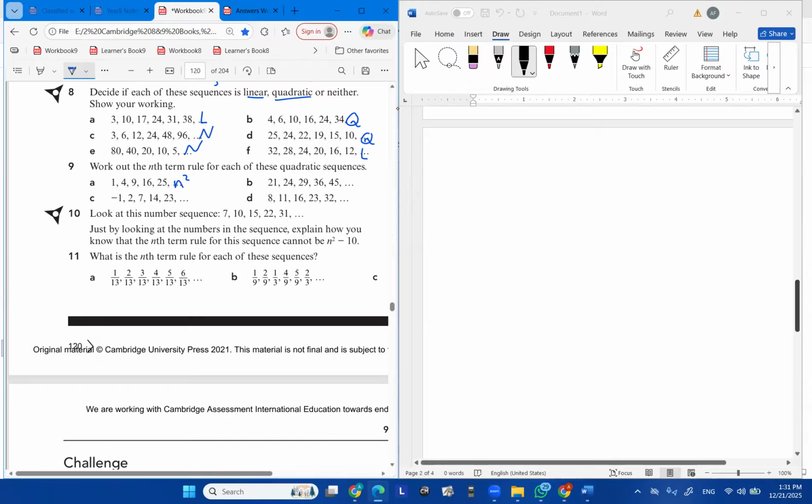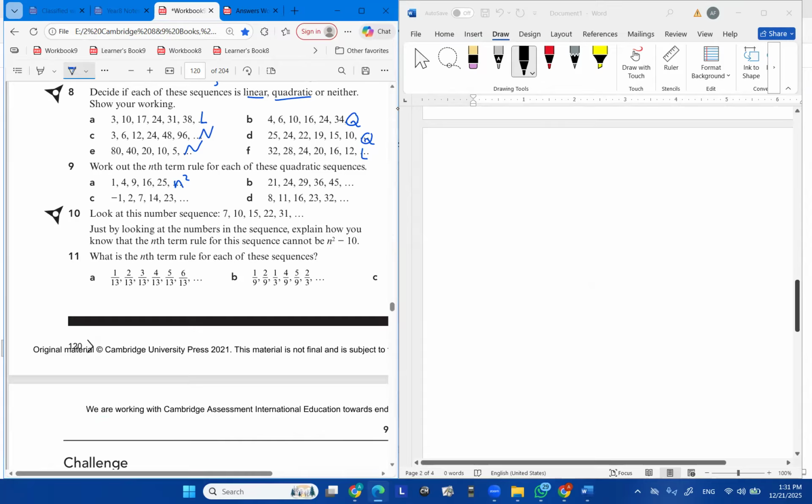What if I want to try for the first term? 1 squared is what? Is 1. Oh, it is already 1. Yes, I don't need to add or minus anything. Try for the second term. 2 squared is 4. Oh, thank you. I don't need to add or minus anything. So it's just n squared.